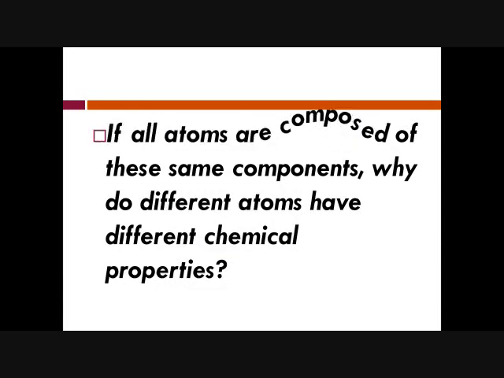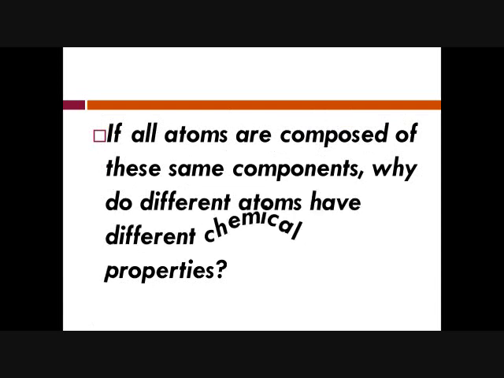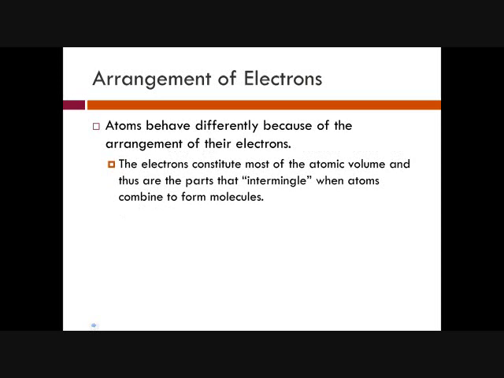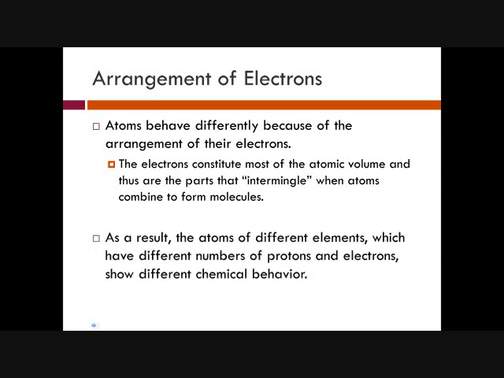Yeah. So if all atoms are composed of these same components, why do different atoms have different chemical properties? It all has to do with the arrangement of the electrons. Atoms behave differently because of the arrangement of their electrons. Even though the nucleus has all the weight, the electrons take most of the volume of the atom, and they are able to intermingle with different atoms, and by those interminglings, we form molecules. As a result, the atoms of different elements, which have different numbers of protons and electrons, show different chemical behavior.